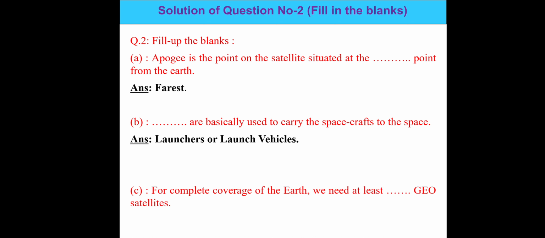For complete coverage of Earth, we need at least dash GEO satellites. For complete coverage, we need at least 3 satellites. So next question: Caesar cipher is an example of dash cipher. Caesar cipher is an example of shift cipher.